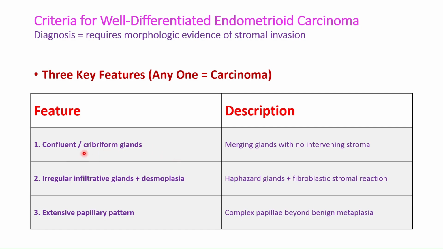So, confluent cribriform glands means merging glands with no intervening stroma. Irregular glands with desmoplasia means a haphazard gland arrangement with fibroblastic stromal reaction. Extensive papillary pattern means complex papillae beyond benign metaplasia. In detail, we are going to discuss this in the next video.